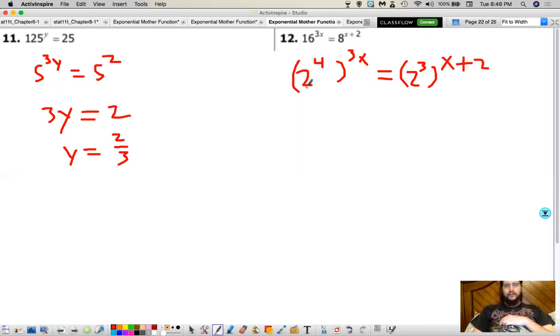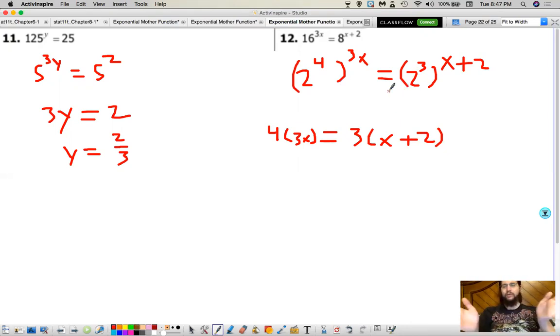So I'm just going to write this out with the distributive property here. 4 times 3x, 3 times x plus 2. So if you're comfortable doing that in your head or doing that in another step up here, wherever you want to do it, it's fine. You just have to do it.